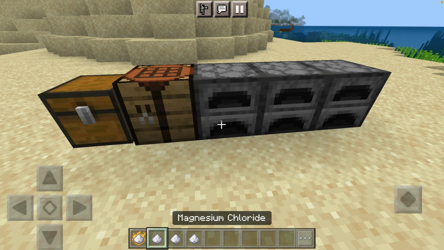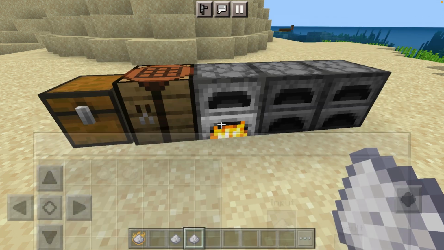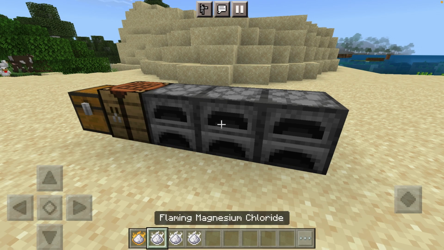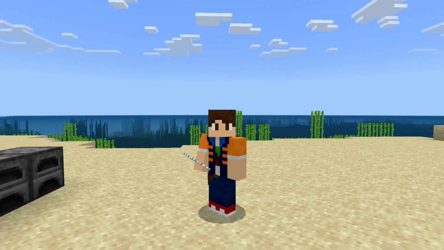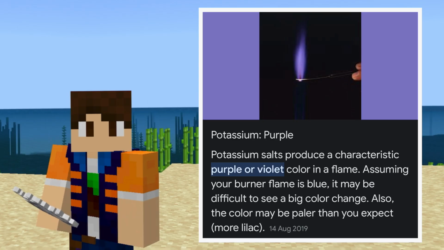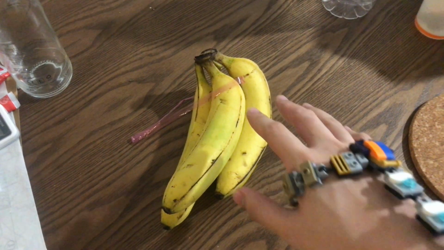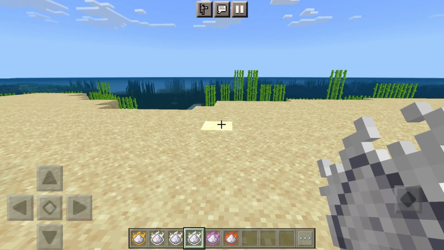Here's a better example. So you can see that we have magnesium chloride, magnesium bromide, and magnesium sulfate. And if we were to burn them all together, you can see that the flame color will all be the same. This is because the salts all contain magnesium. So as long as the salt contains a cation like potassium, the flame color will always be purple, or pale violet for all the artists out there. And no, that doesn't mean a banana will burn purple just because there's potassium in it. Aww.